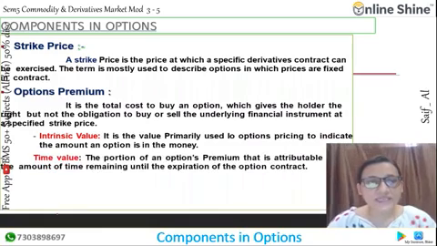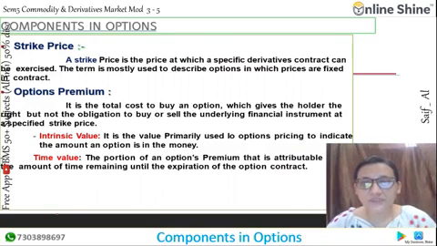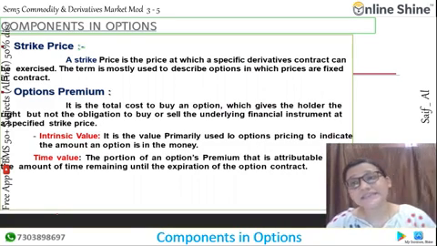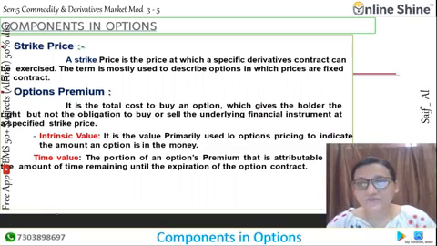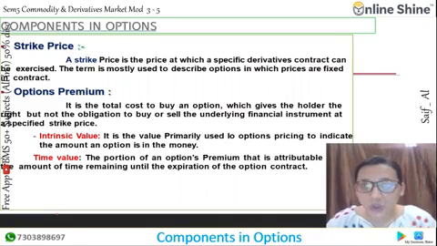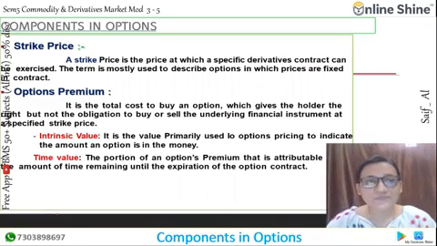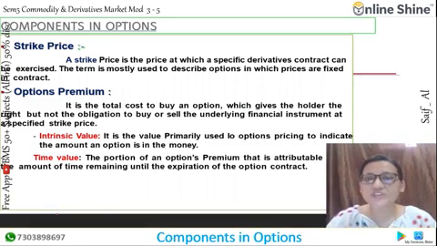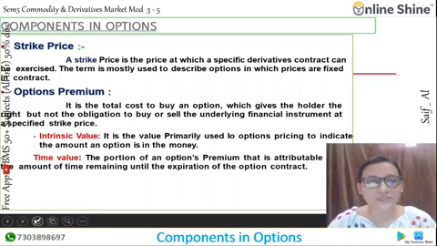Now the second one is time value, or you can say the extrinsic value. It is the portion of an option premium attributable to the amount of time remaining until the expiration of the option contract. So the intrinsic value is the primary value, and the extrinsic value relates to the expiration of the contract.